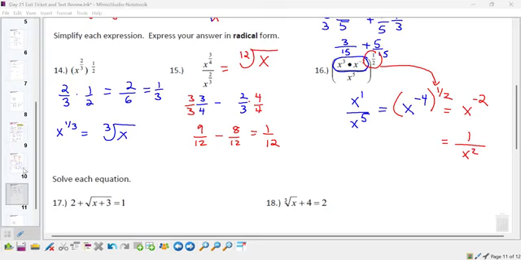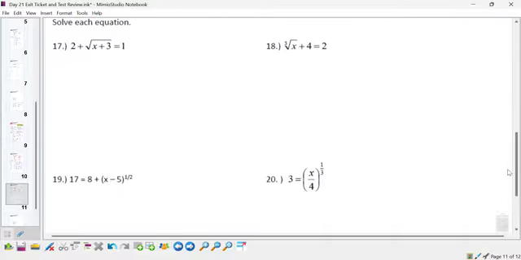Now we have some solving equations. I am going to do PEMDAS backwards. Anything I need to do backwards to get the x by itself. So the first thing we're going to do is add or subtract away. And this gives me the square root of x plus 3 equals negative 1.